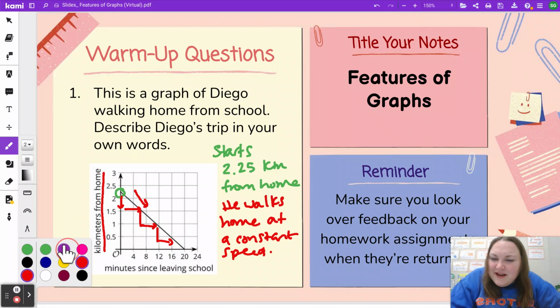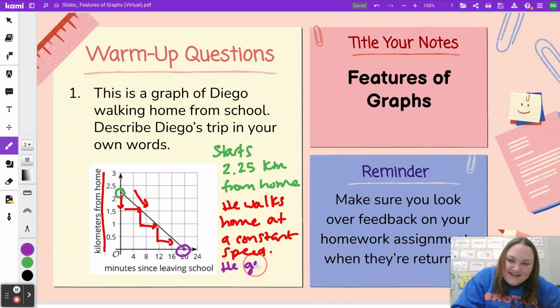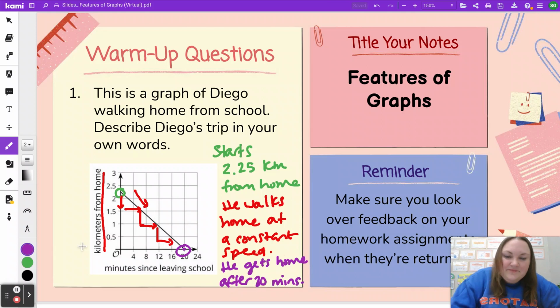And then there's one other thing I might mention, and that is my x-intercept here. What do you think that point's telling me? It's telling me two things. It's telling me the kilometers from home at this point is 0. So if he's 0 kilometers from home, it means he is at home. So I could say he gets home. And then I can also include that time. So I could say he gets home after 20 minutes, something like that.